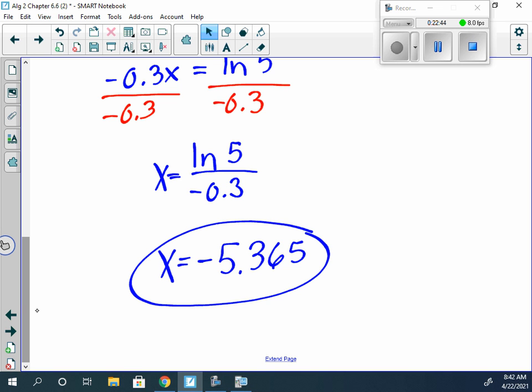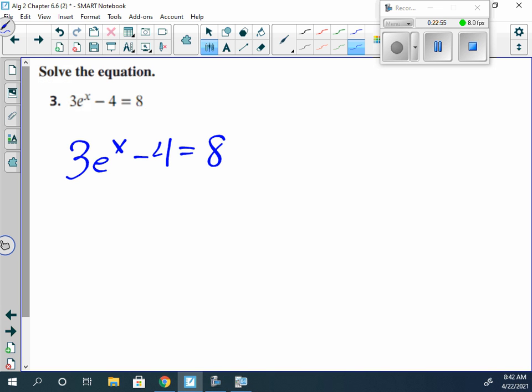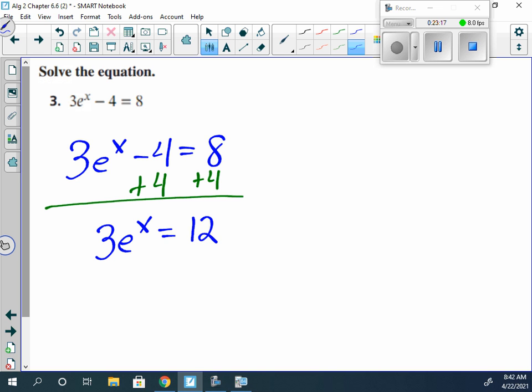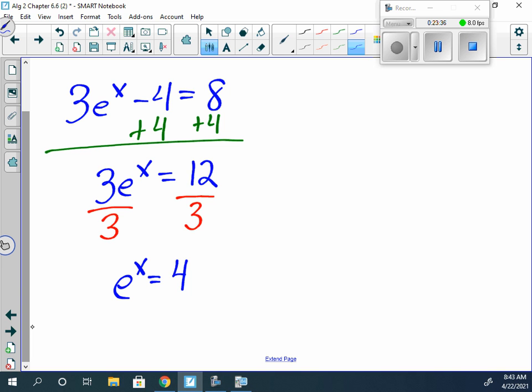Any questions on any of these here? Three e to the x minus 4 is equal to 8. We can add 4, yes. Then divide by 3, yes. Which tells us e to the x is equal to 4. Yes.